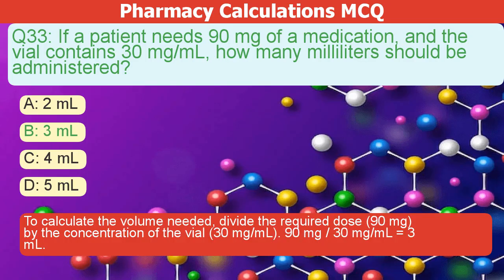To calculate the volume needed, divide the required dose, 90 milligrams, by the concentration of the vial, 30 milligrams per milliliter. 90 milligrams divided by 30 milligrams per milliliter equals 3 milliliters.